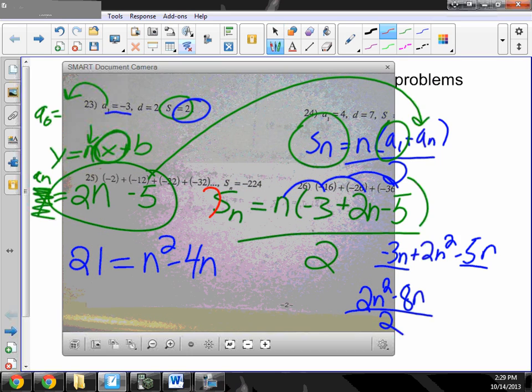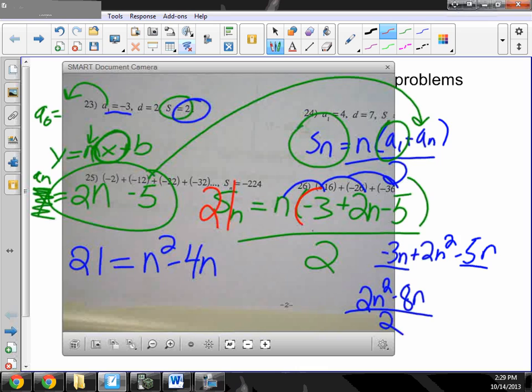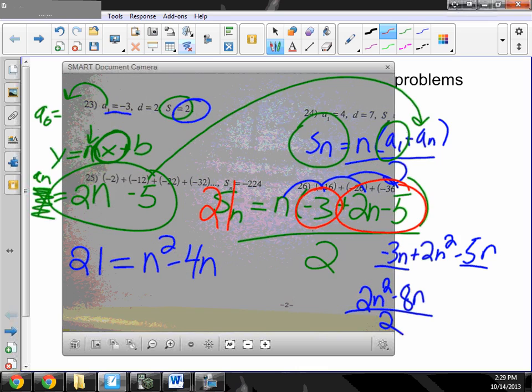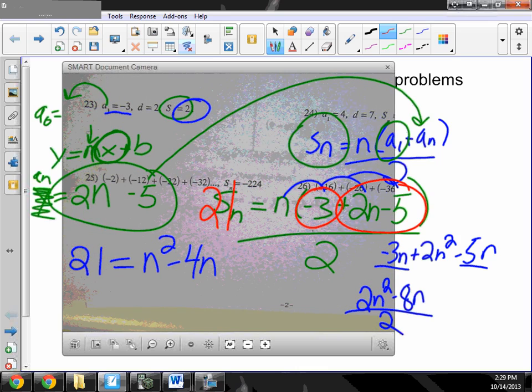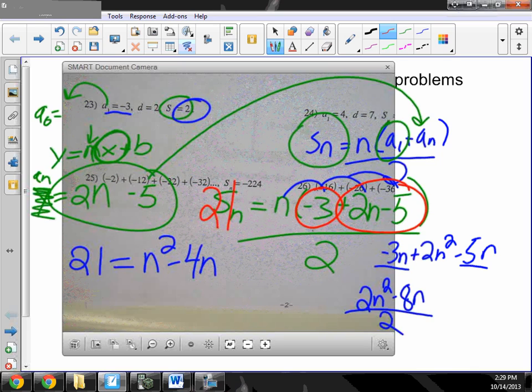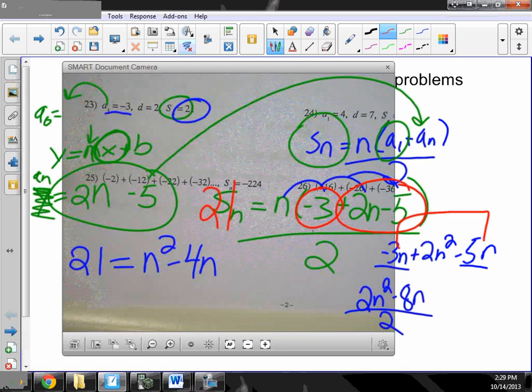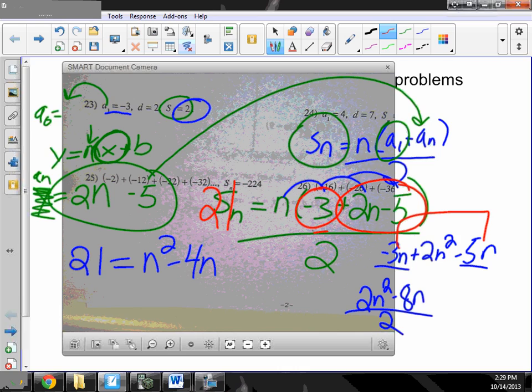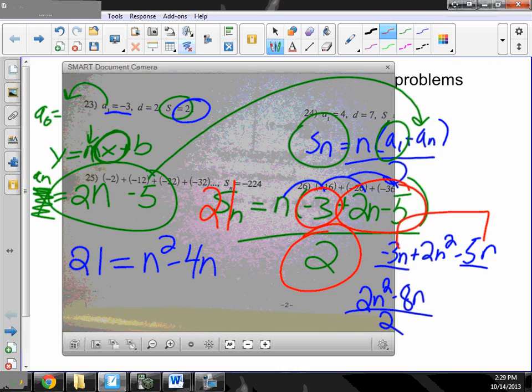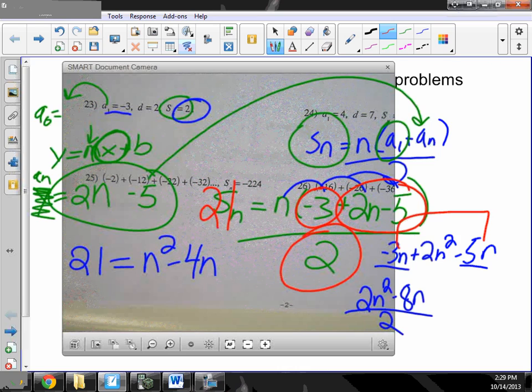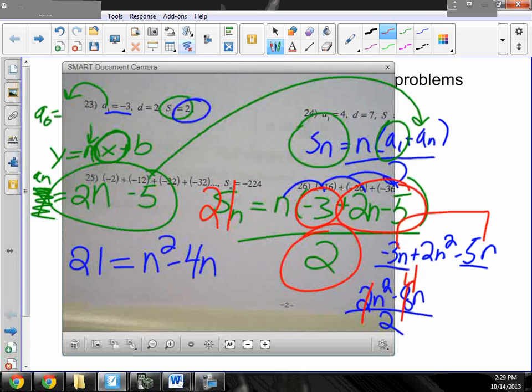21 goes here. I plug in -3 and I plug in the formula, the explicit formula. Now I just multiply in by n, and I get -3n plus 2n squared minus 5n. I put these together to make -8n, and then I divide everything by 2. So 2n squared minus 8n over 2, that turns into a 1, and this turns into a 4. So now I have 21 equals n squared minus 4n.